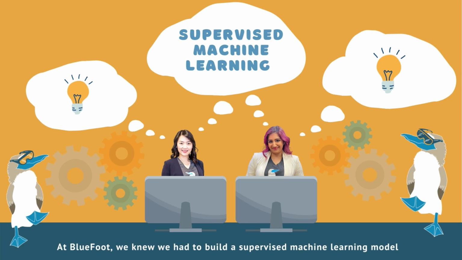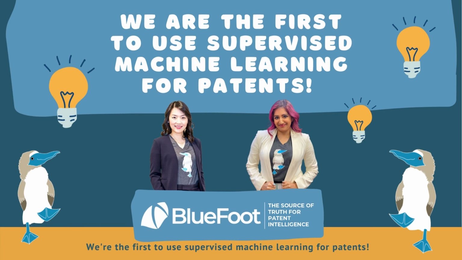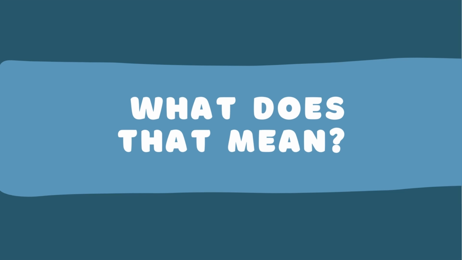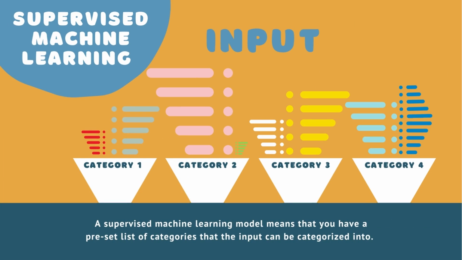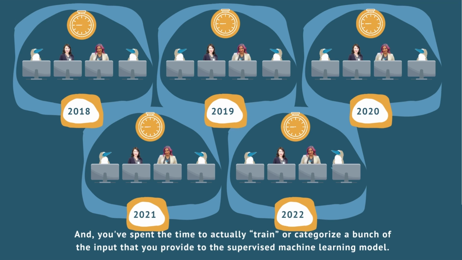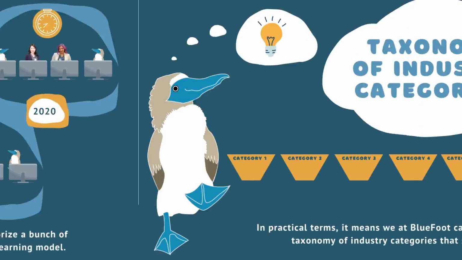At BlueFoot, we knew we had to build a supervised machine learning model, and we're the first one to use supervised machine learning for patents. What does that mean? Well, a supervised machine learning model means that you have a preset list of categories that the input is characterized into, and you've spent the time to actually train or categorize a bunch of the input that you provide to the supervised machine learning model.